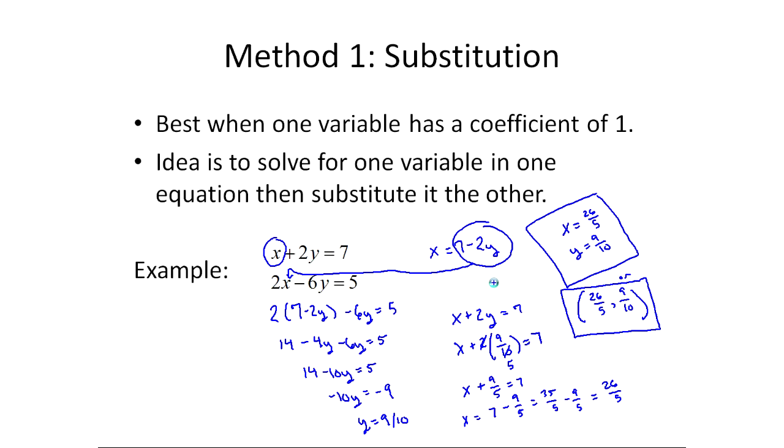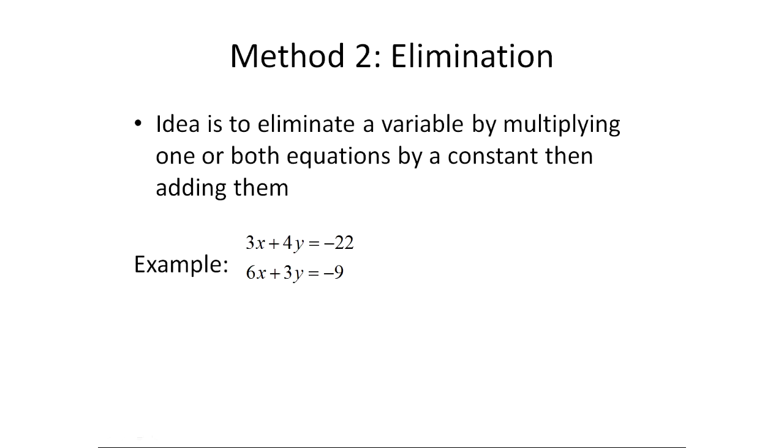And this other method maybe is a little more generalizable. Not that you can't do substitution on complex systems, but elimination is much easier to do with more complex systems. So with elimination, what I want to do is pick a variable to eliminate. Usually when I look at a variable to eliminate, I try to find what could cause me the least work. What could I do that would be the easiest? And then I'll multiply one or both of the equations by a number so that when I add them up, that variable's gone.